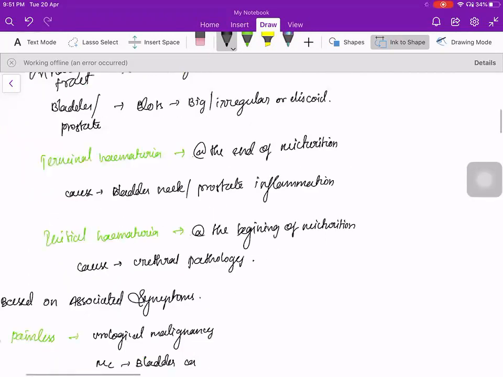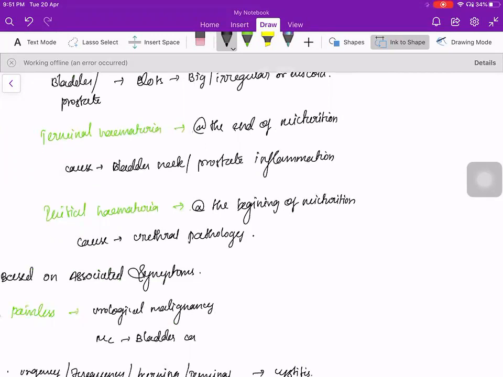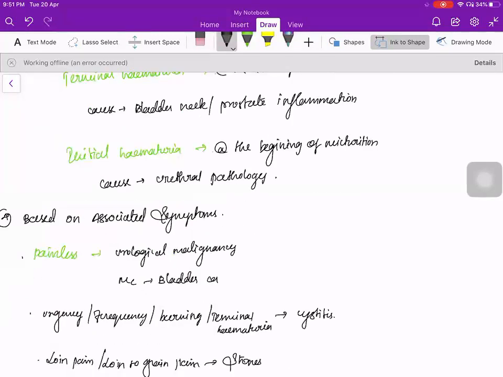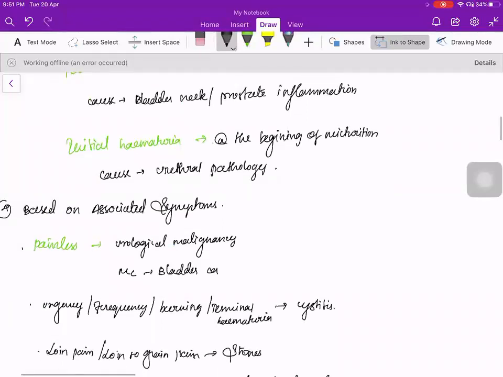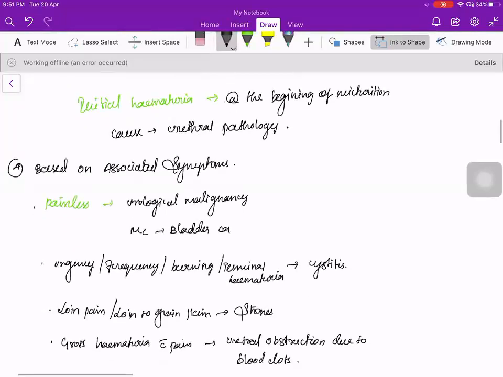And terminal hematuria means the presence of blood only at the end of micturition. Usually the cause will be at the bladder neck or at the prostate. And there is another terminology called initial hematuria. Initial hematuria means the patient will pass blood at the start of micturition. Usually the cause would be urethral pathology.